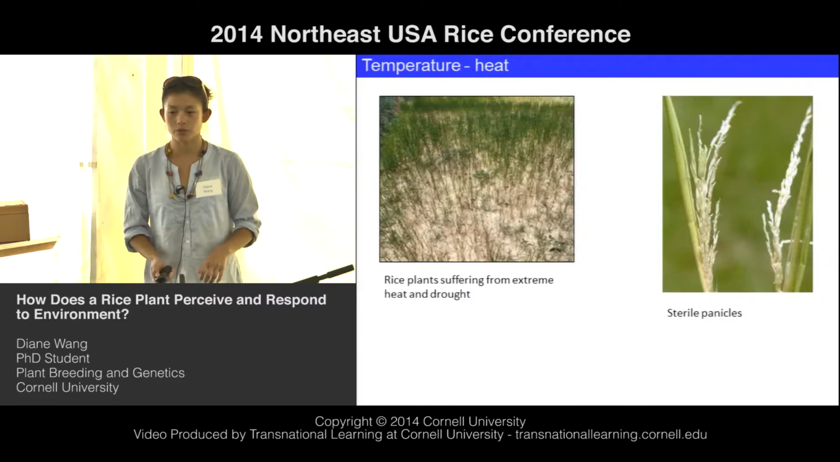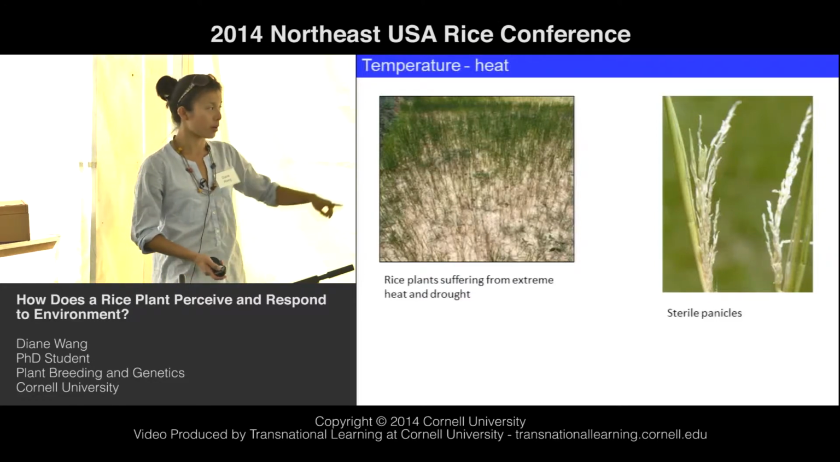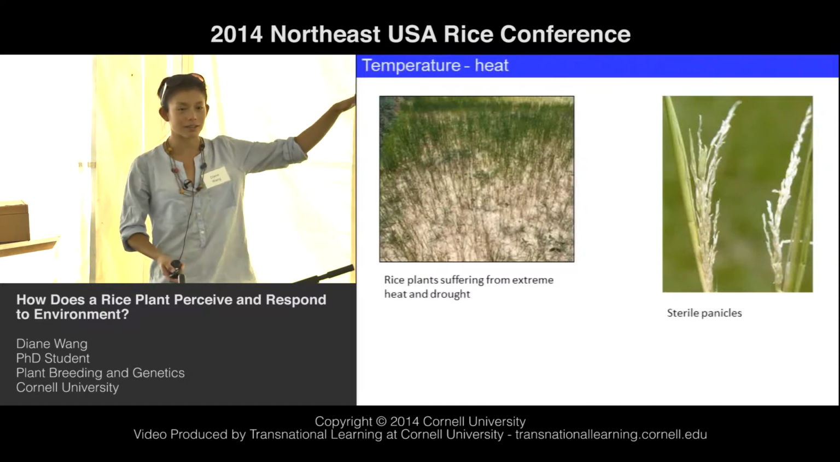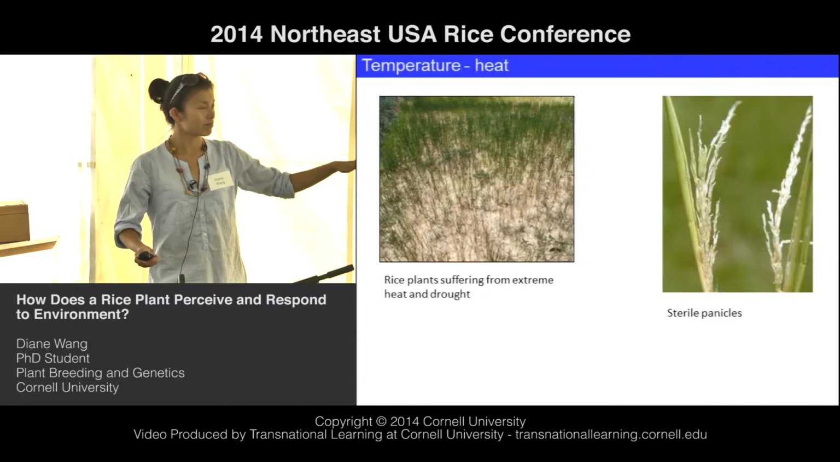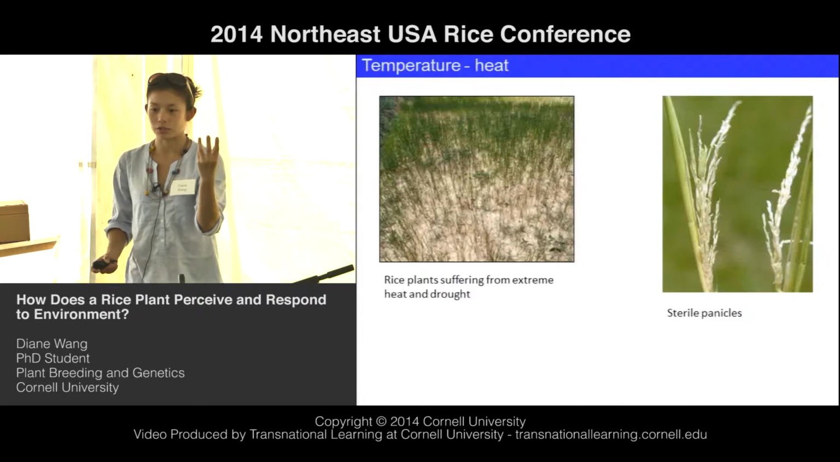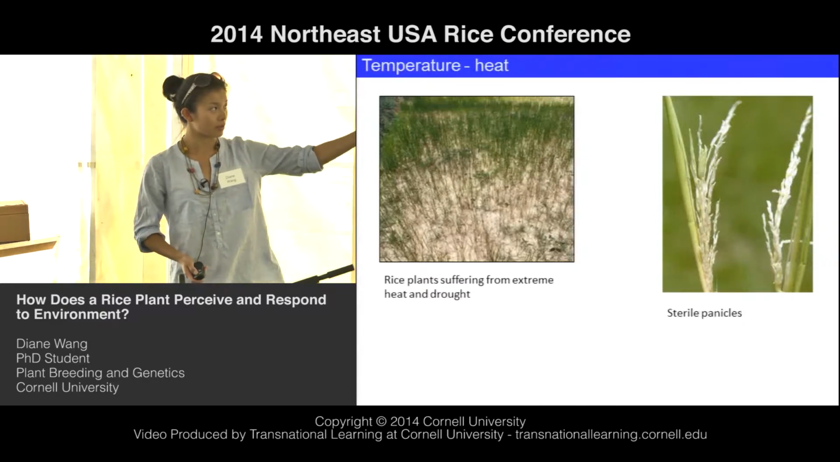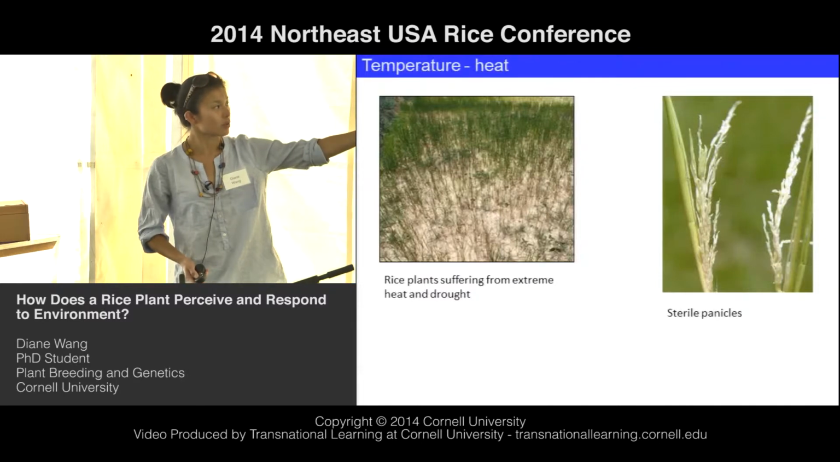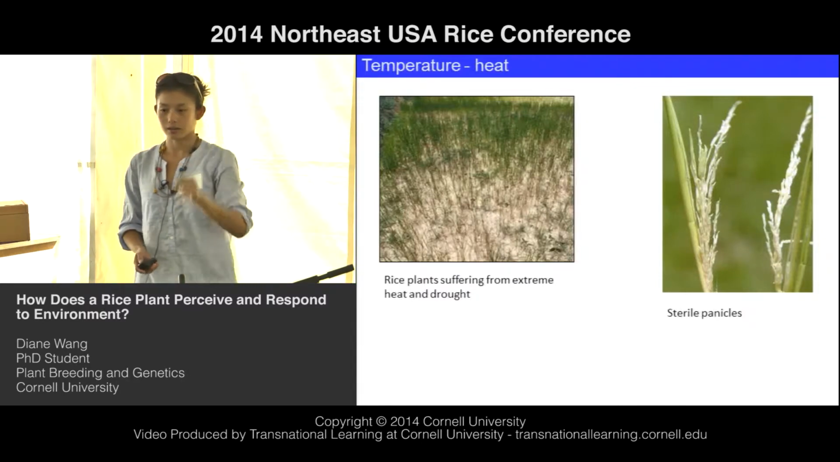And here are just a few photos of too much heat. So here are rice plants that are suffering from extreme heat and drought. You can see that is completely not a closed canopy whatsoever. The leaves are completely rolled as a response to drought and heat. I don't know if you've seen that in your crop, since they're probably well irrigated. And then, of course, panicle or spikelet infertility in the right picture, where you have the really flat, unfilled grain.